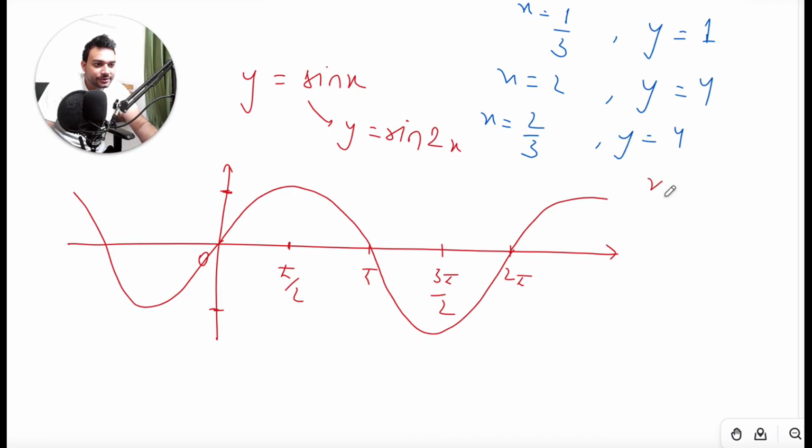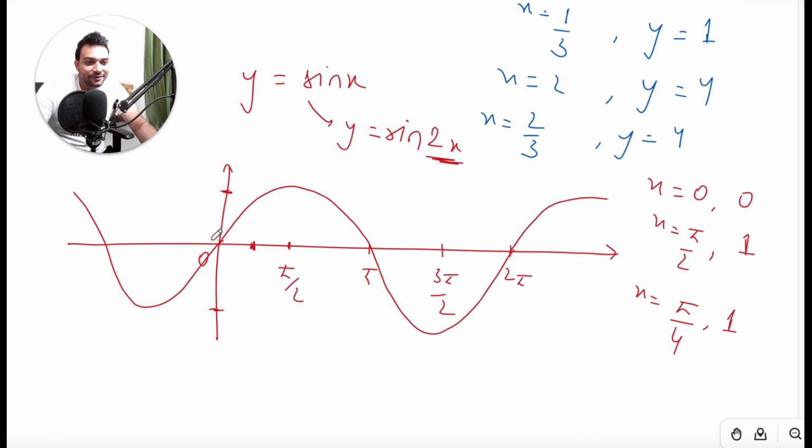See, at x is equal to 0, what was happening? Sine was going to 0. That will still be the same. But at x is equal to pi by 2, sine was going to 1. Now, at x is equal to pi by 4 itself, sine will go to 1. Why? Because that's a 2x. Okay, 2 times pi by 4 would still give you a pi by 2. So at pi by 4 itself, at half of it, everything's happening at half of what it used to be earlier.